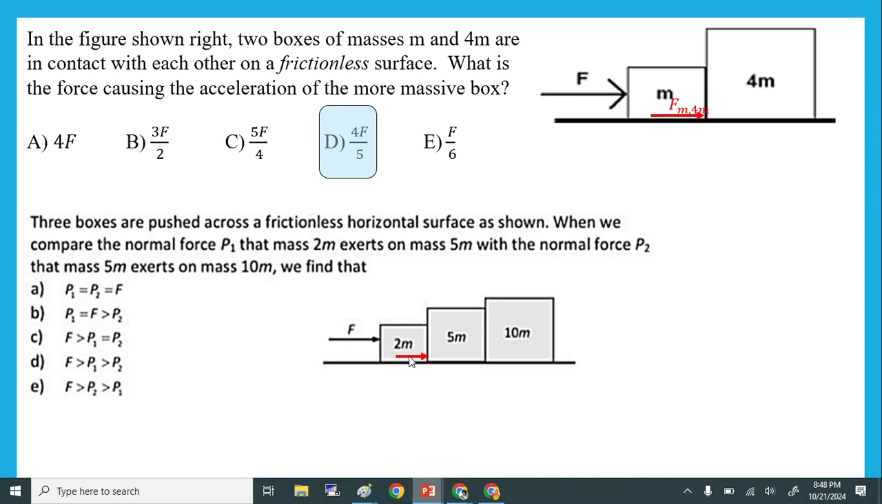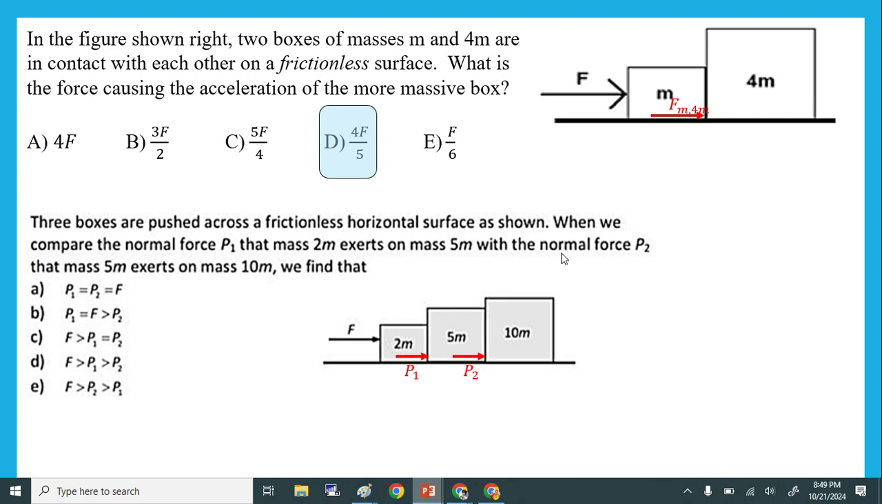So here's my first arrow. Since it specified what the variable is, I'm just going to call that first arrow P1, because it says the normal force P1 that M2 exerts on M5. So M2 is going to push M5 to the right, and that force is called P1. Then it says with normal force P2 that M5 exerts on mass 10M. Well, 10M is going to move because 5M is going to push it to the right. So I'm going to draw my second arrow here. My first arrow is P1, and my second arrow, which was not given to me, I'll call P2 based on the wording.